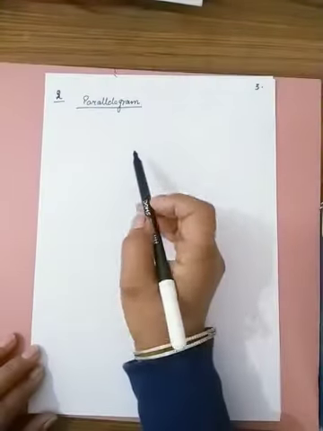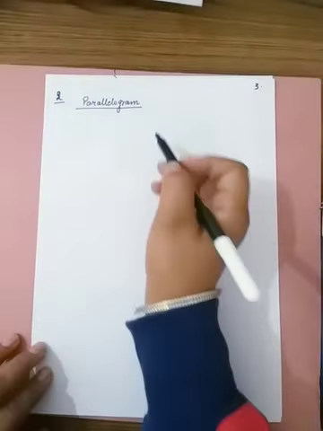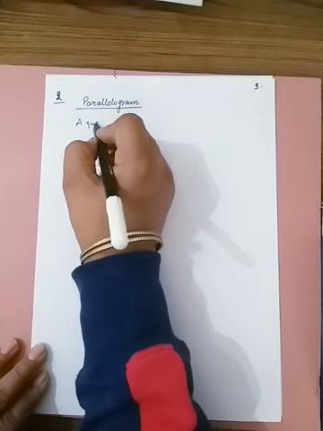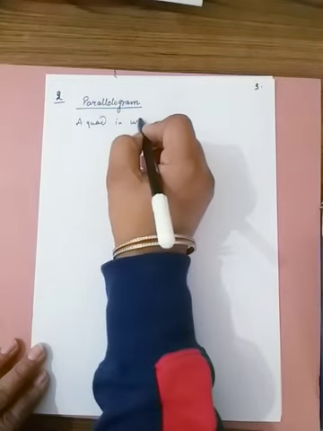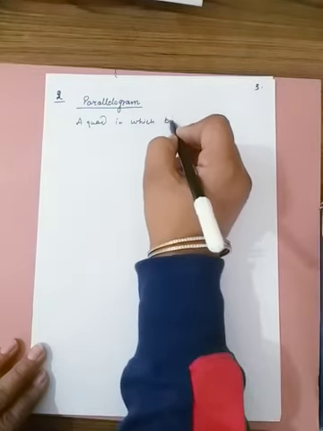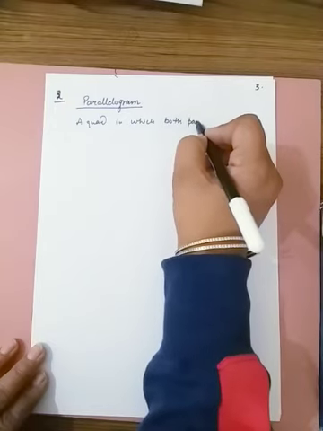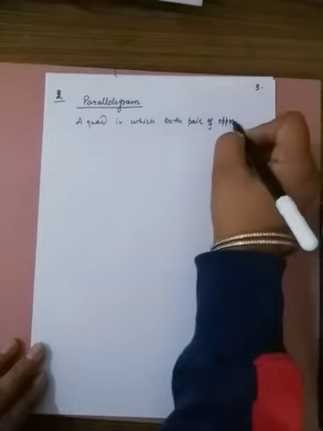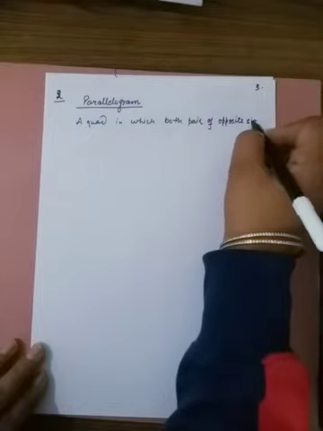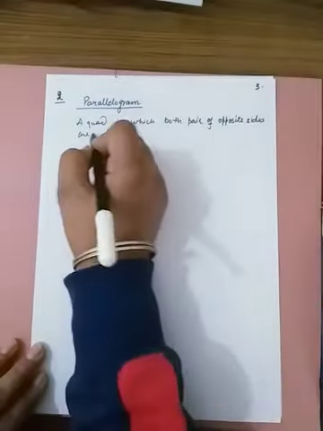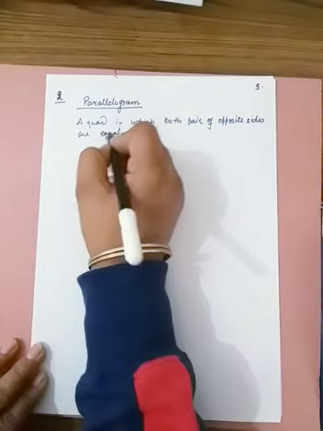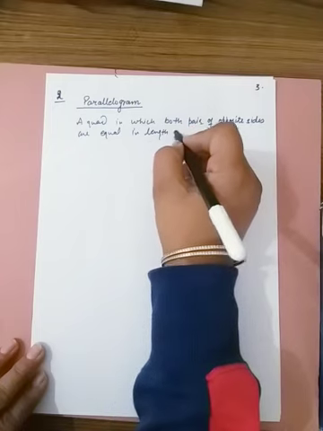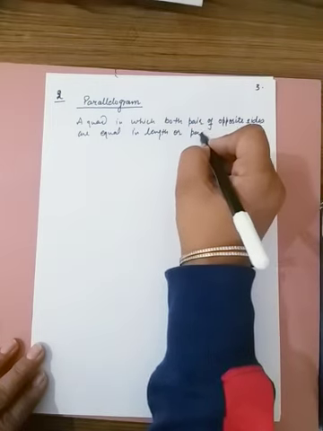Next quadrilateral is a parallelogram. Again, a parallelogram is a quadrilateral in which both pairs of opposite sides are equal in length, or parallel to one another.